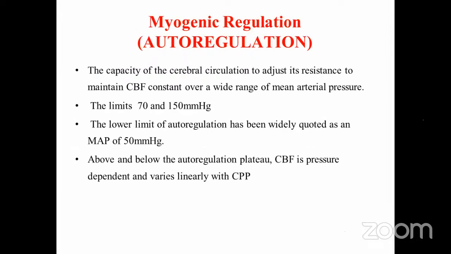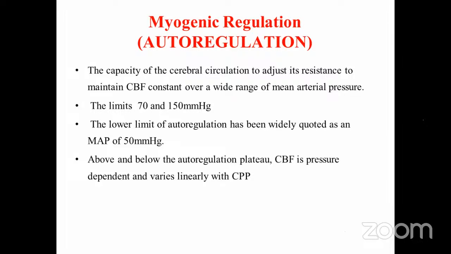Coming to myogenic regulation, autoregulation. The capacity of the cerebral circulation to adjust its resistance to maintain cerebral blood flow constant over a wide range of mean arterial pressure is defined as autoregulation. This is between maintaining MAP of 70 to 150 mmHg, and somewhere it is 60 to 160 mmHg. The lower limit of autoregulation is widely quoted as MAP of 50 mmHg. Above or below the autoregulation plateau, cerebral blood flow is pressure dependent and varies linearly with cerebral perfusion pressure.